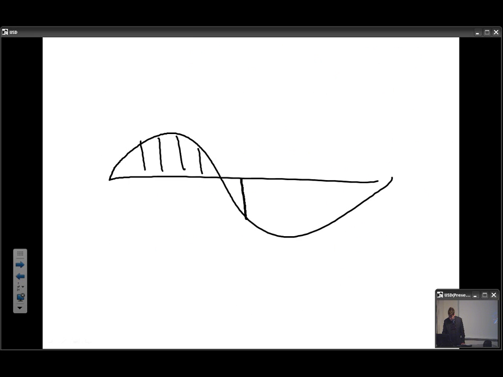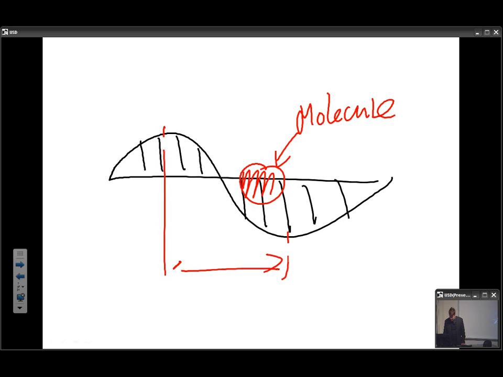So if you do have this electric field, and if you do have a molecule over here, then the period, the half period of the electric field is typically, for an optical signal, about 700 nanometers. And molecules are of the size of 1 nanometer. So the space distribution is not very important for the molecule. It doesn't feel the gradient of the electric field. So for a molecule, one can say that the electric field is just oscillating in time.